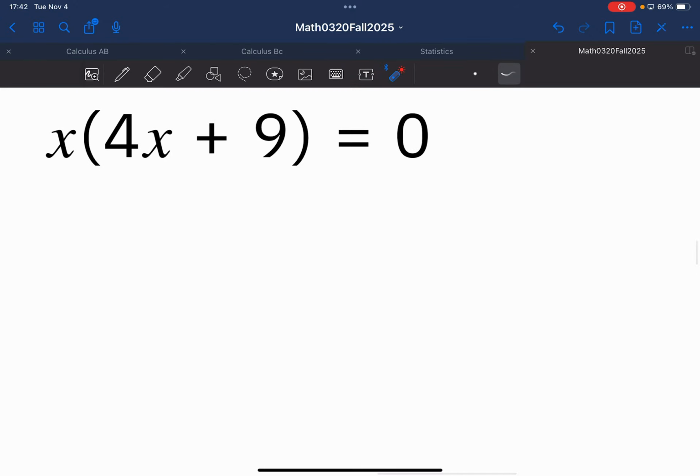Okay, go ahead and try this one. And then when you're done, go ahead and compare with your neighbor. Make sure you guys got the same answer.